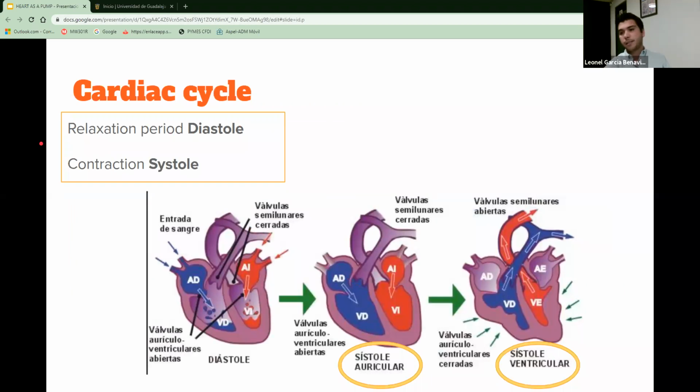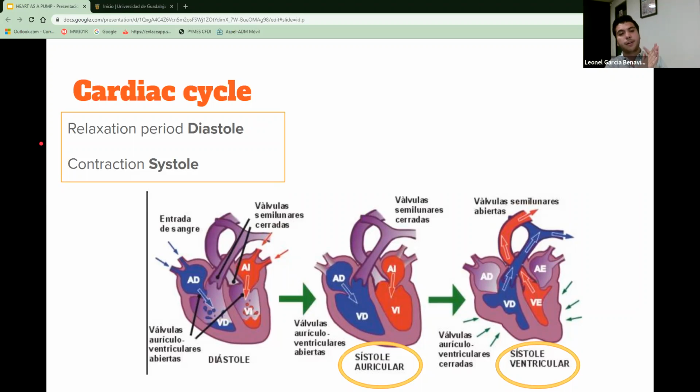The cardiac cycle is going to be divided into two most important phases: diastole and systole. Diastole is going to be the period where the heart is relaxed. All of the muscle fibers in the heart are going to be relaxed. The atrium muscles are going to be relaxed. The ventricular muscles are going to be relaxed.